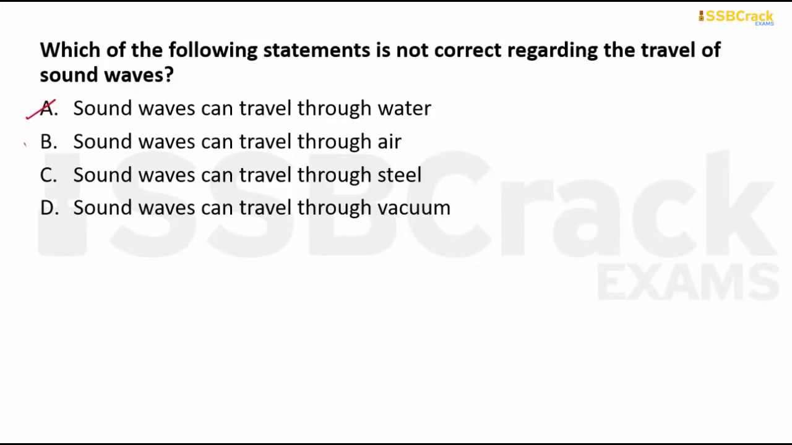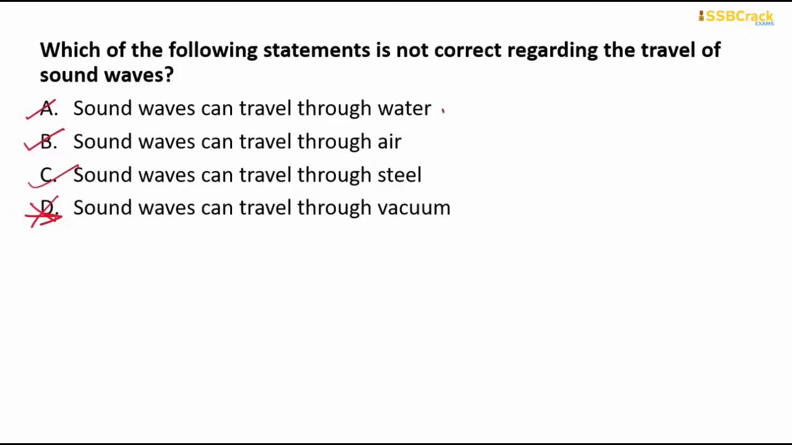We can also go with the second option, that sound waves can travel through air. Obviously, when I speak, a person standing in front of me can clearly hear it. Option C says sound waves can travel through steel. Yes, sound waves can travel through all types of solids. But option D says sound waves can travel through vacuum. No, sound waves cannot travel through vacuum.